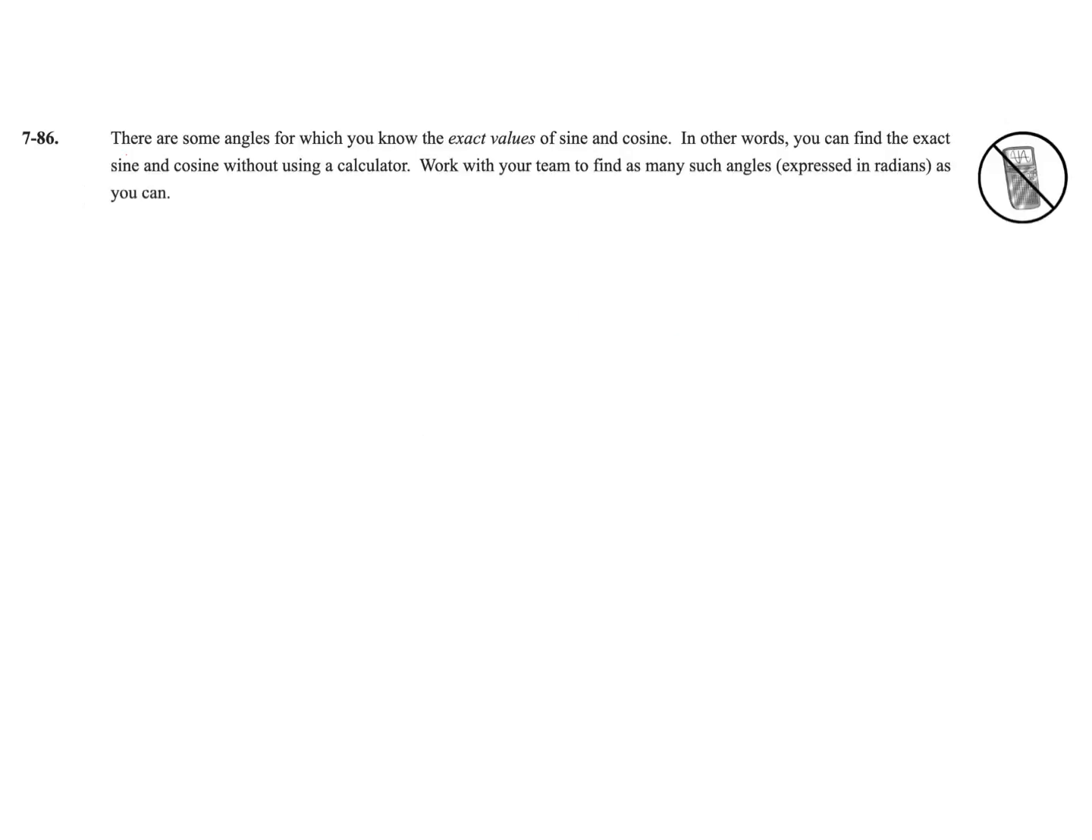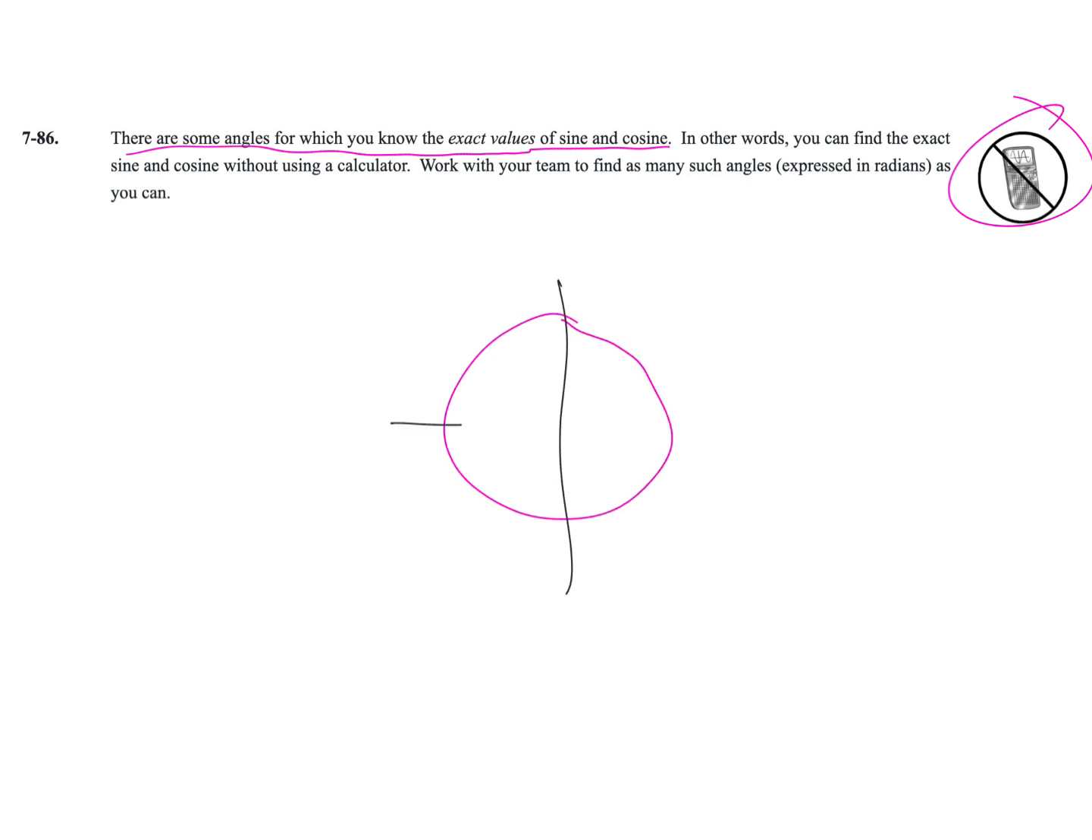So there are some angles for which you know the exact values of sine and cosine. In other words, can you find exact values without using a calculator? I don't think you have to go super deep on this. But if I think about a triangle, the triangle at 0 has a height of 0. And if it's a unit circle, that means it's got a radius of 1. And if there's nothing in the height, that means there has to be 1 in the length. So that'd be at 0 degrees or 0 radians.